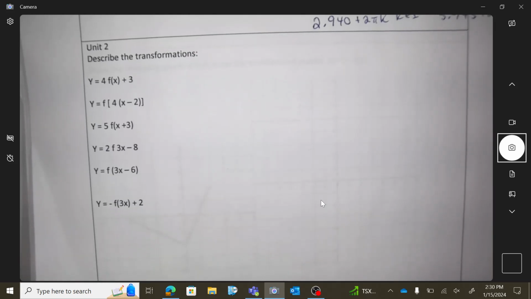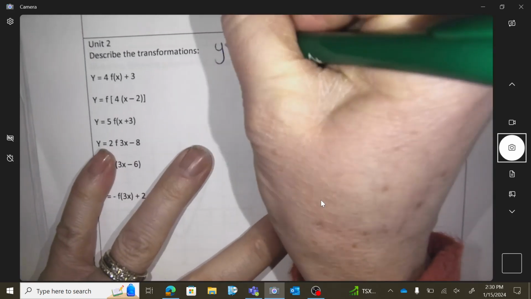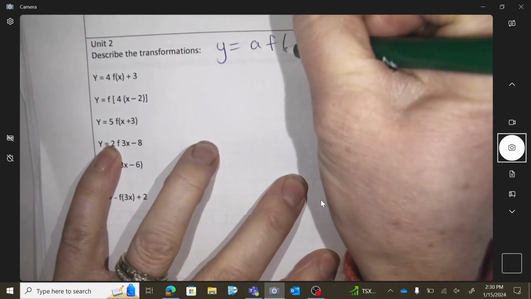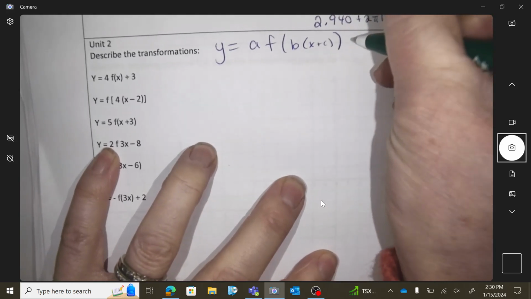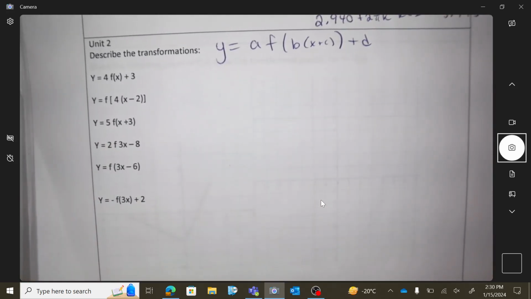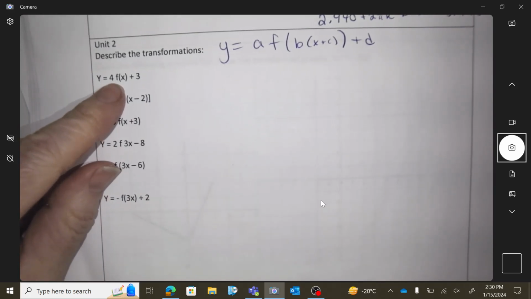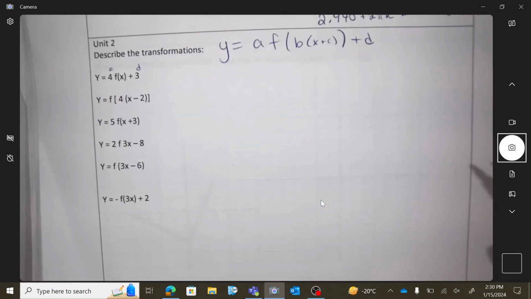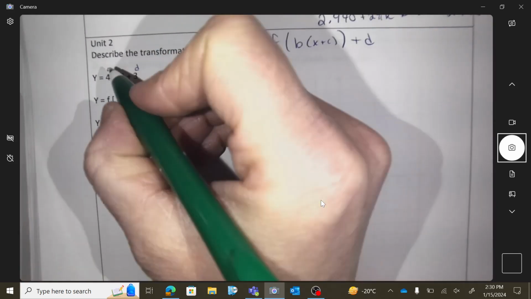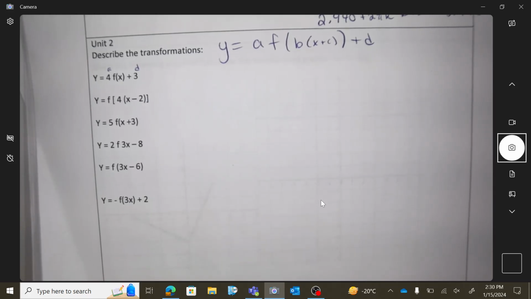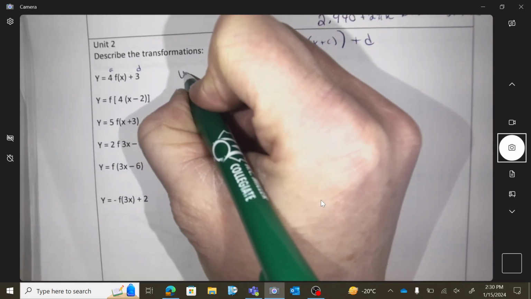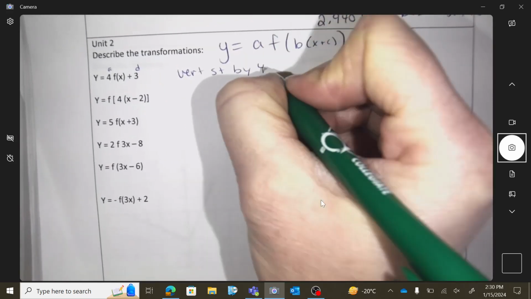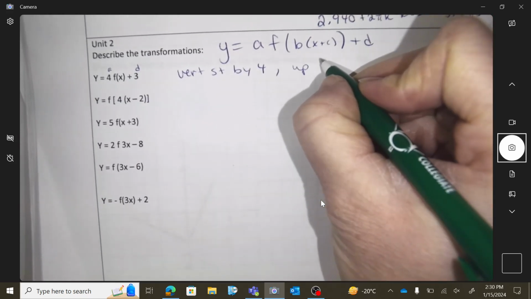Okay, so this one, just remembering A, B, C, D. What do all the things do? Okay, so this is A, and this is a D. So it is a what by 4? Do you remember the word that it does? Vertical stretch by 4. And then up 3.